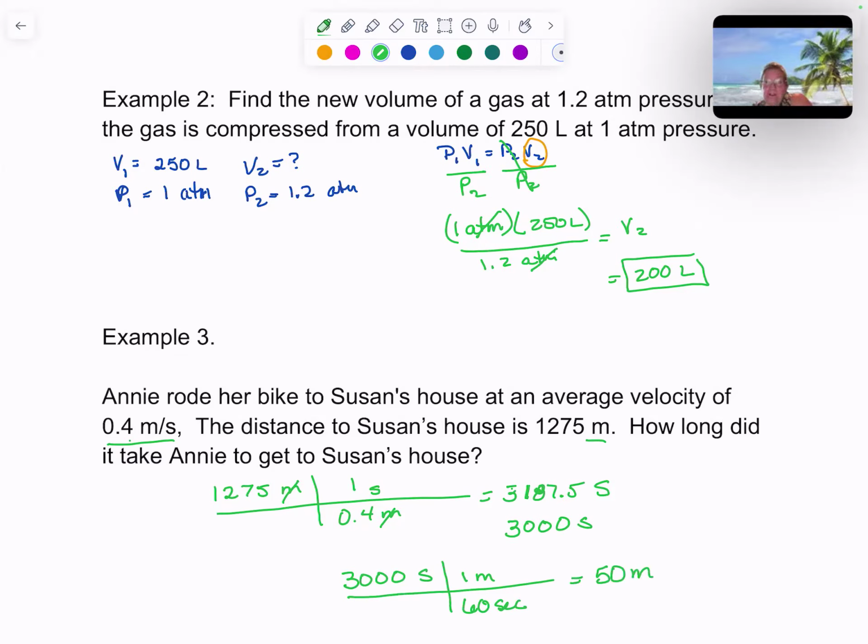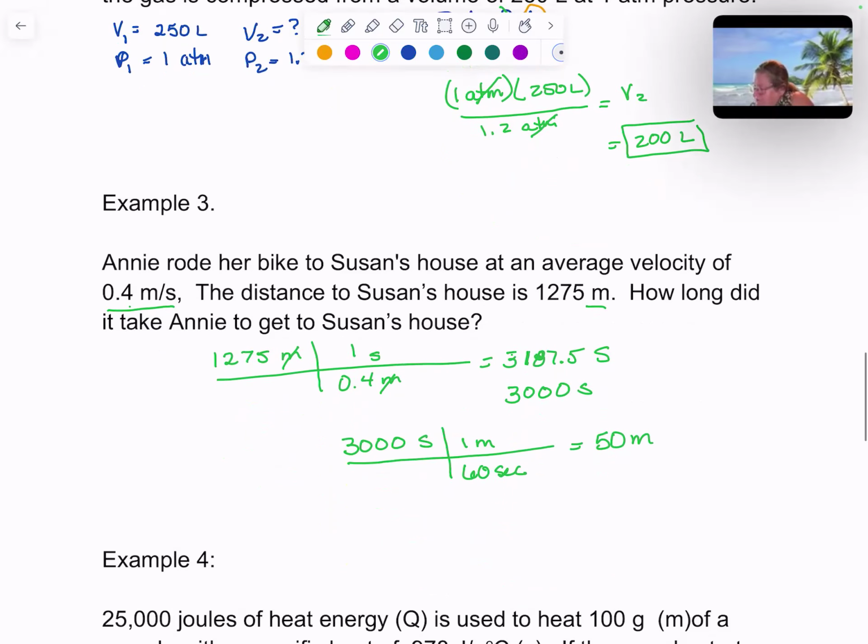Now we could have used velocity equals distance over time. We know our velocity. We know our distance. We can figure out our time. Doing it by resolving the equation, we're going to multiply both sides by time. The time will cancel out. Our velocity was 0.4 meters per second. Oops, we didn't isolate it for time, did we? Hang on, we jumped ahead.